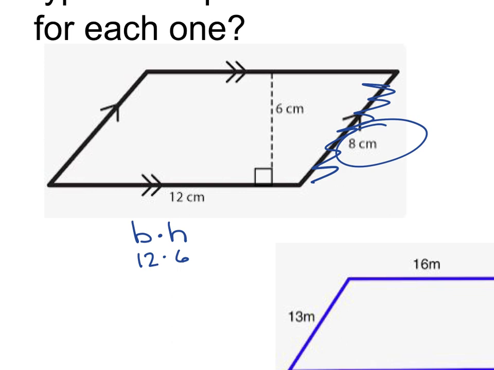Okay, so then you can use your calculator, you can use your multiplication chart, or maybe you just know it, but 12 times 6 is 72, and that would be centimeters squared.